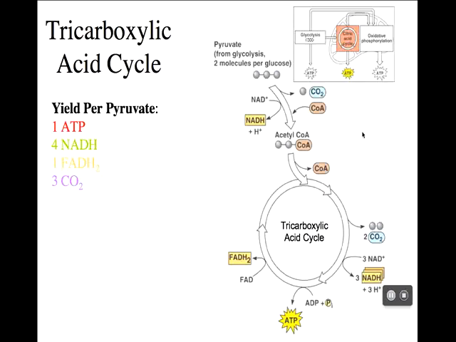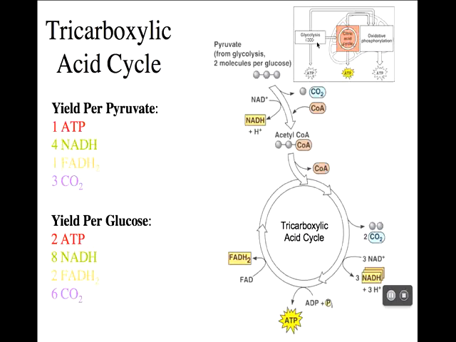However, remember that for every glucose that goes into glycolysis, you don't have just 1 pyruvate. Instead, you have 2 pyruvates. So if you think about the yield per glucose instead, everything happens twice. Right? So you get 2 circles of the tricarboxylic acid cycle. So therefore your numbers double. You have 2 ATP, 8 NADH, 2 FADH2, and 6 carbon dioxides.